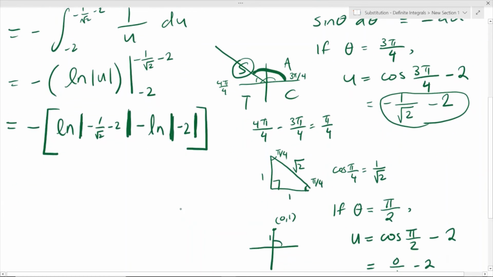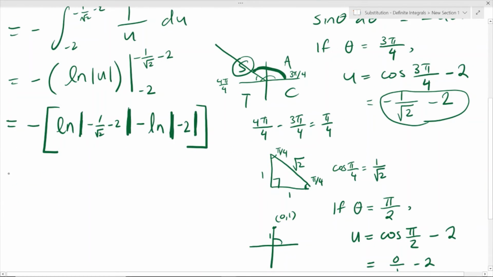And then from here, you're just going to simplify this. So this is negative, right? And then ln, and this is absolute value. Well, this is all negatives, so we can basically factor out this negative. I'll show you what I mean.